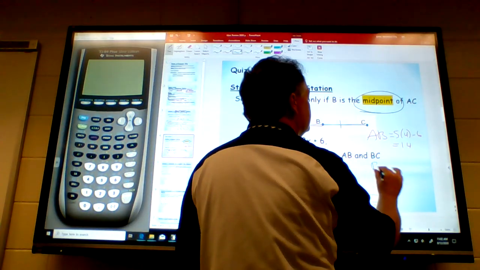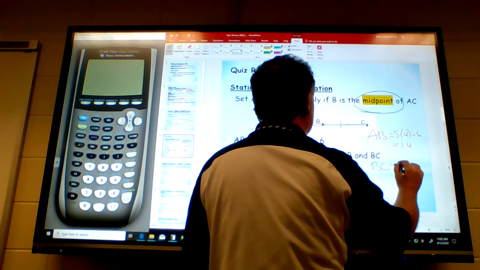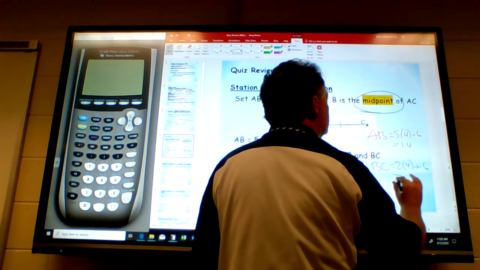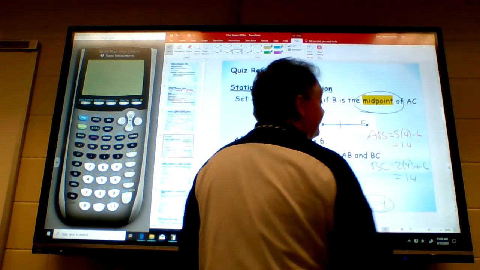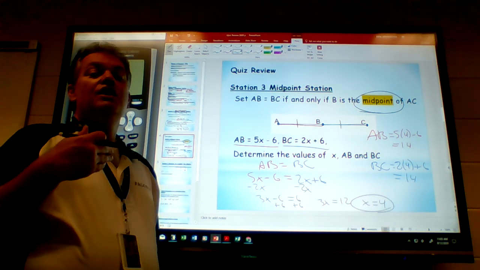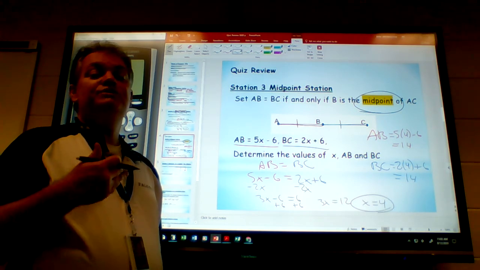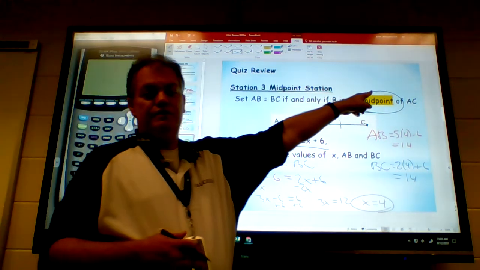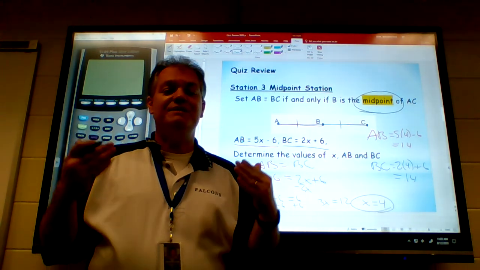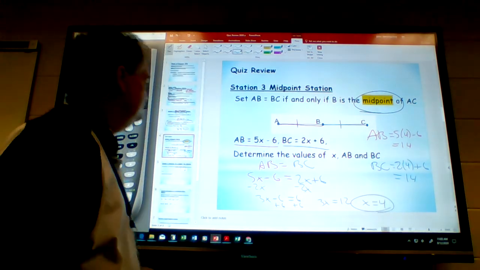So BC equals 2 times 4 plus 6, which is also 14. They should equal because it's a midpoint. You only set them equal to each other when it says midpoint. Remember that. You only set them together when it says midpoint.